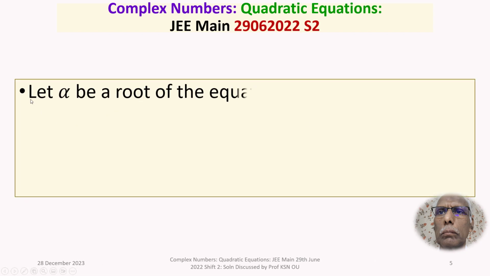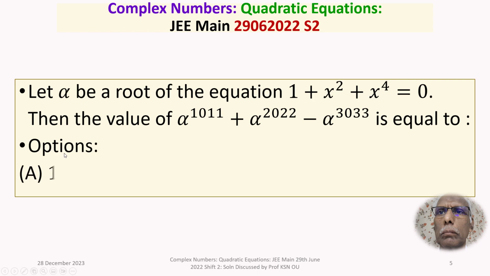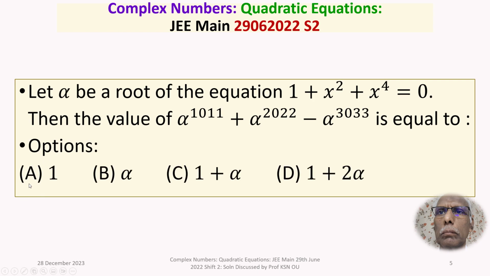The given question is, let alpha be a root of the equation 1 plus x square plus x to the power of 4 is equal to 0. Then the value of alpha to the power of 1011 plus alpha to the power of 2022 minus alpha to the power of 3033 is equal to. We are given four options. Option A 1, option B alpha, option C 1 plus alpha, option D 1 plus 2 alpha.